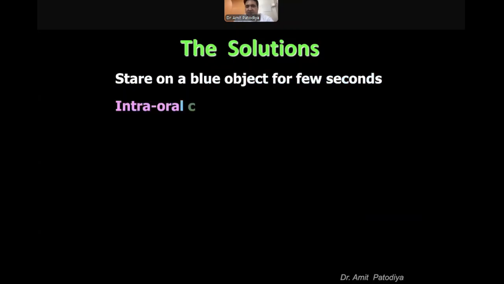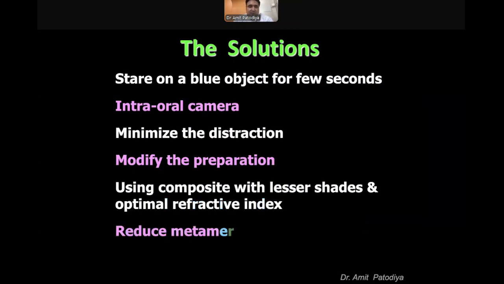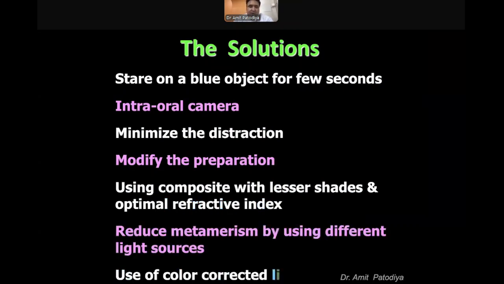So, what are the solutions? For getting the eyes out of saturation, you can stare at a blue object for a few seconds. You can use scanners or an intraoral camera for better shade selection. You can minimize the distraction by asking the patient to remove dark colored lip gloss so that you can see the natural shade of the teeth. You can even modify your preparation for this very same reason and use a composite system which has fewer shades and which fulfills the need of multiple shades at the same time.